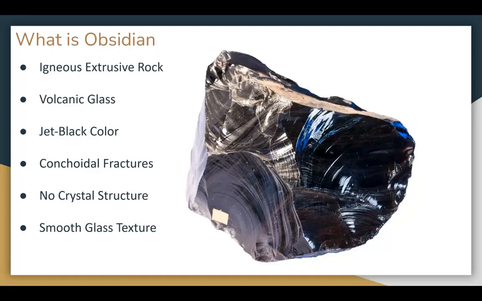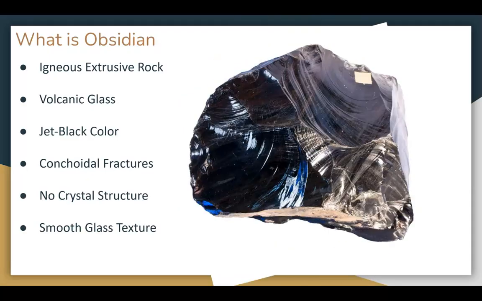It fractures instead of cleaves due to it not having any bonds. It fractures in a conchoidal way. So if you look here, you'll see it kind of resembles a shell, and that's where it gets the name conchoidal. And of course, if you look at it, you can tell that it has a smooth and glassy texture to it. So let's talk about how it is formed, shall we?